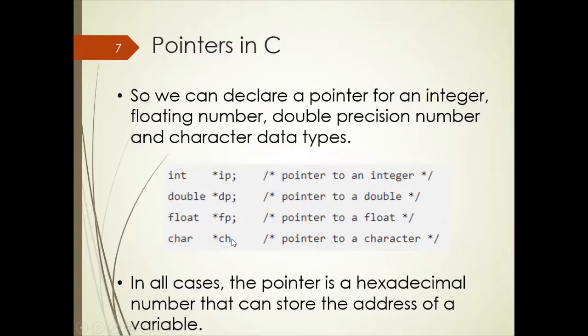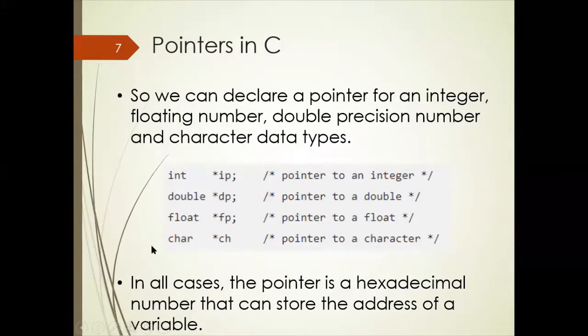There's a small typo here. You need to have a semicolon, of course, because all statements need to end with a semicolon. So you would use, for example, IP, which is of type int, to store the address of an integer. You would use DP to store the address of a variable which is double. You will use FP to store the address of a variable of floating point type, and similarly you use CH to store the address of another variable which is of character type.